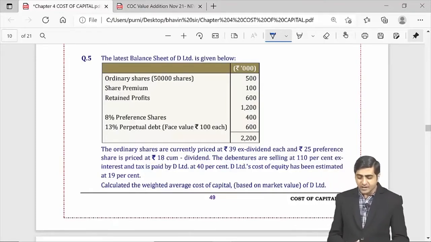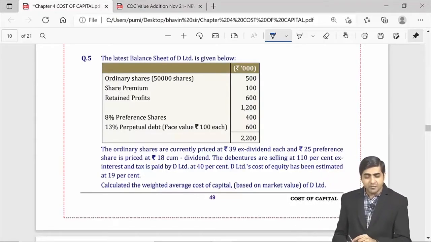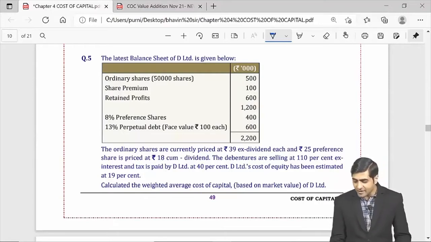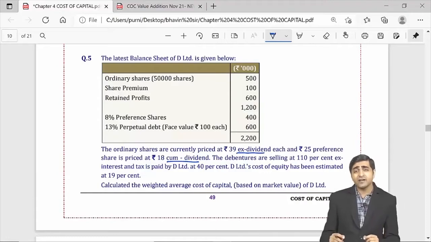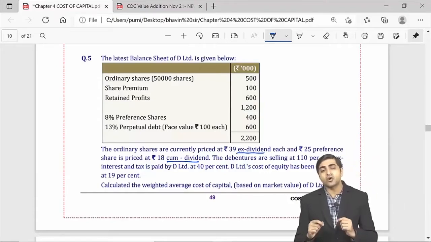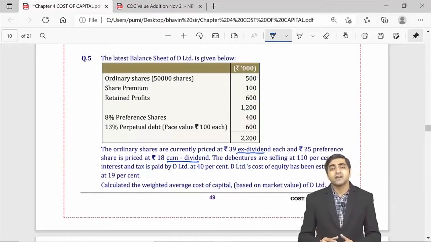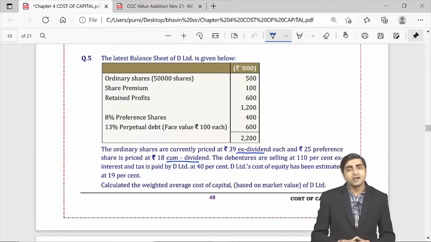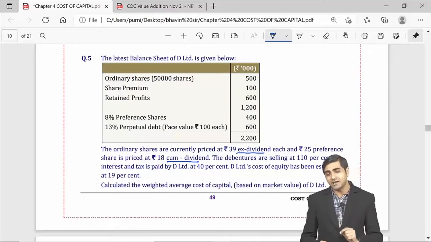Now my dear students, in this particular question, the important concept here is regarding your ex dividend and your cum dividend. As you all are aware, your ex dividend price is also known as the current market price. So if any particular instrument's cum dividend price is available, we have to first convert that into ex dividend price.